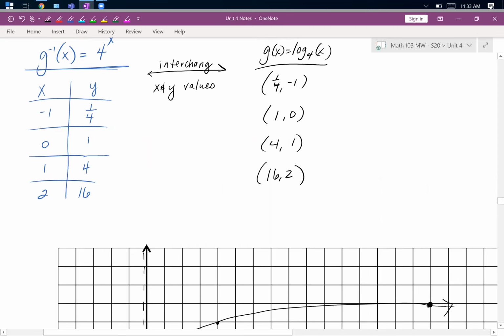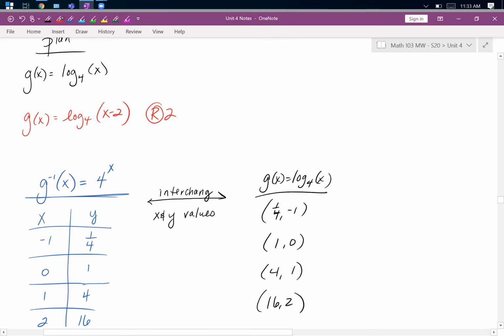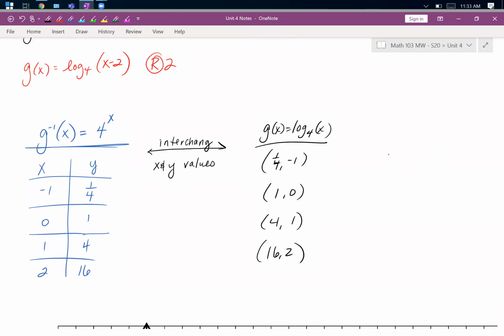There's only one transformation, and that transformation is to shift it to the right 2. Is that going to affect our x or our y coordinates? X coordinate. Yeah, we're just going to add 2 to the x. We get the points (2 1/4, -1), (3, 0), (6, 1), and (18, 2).